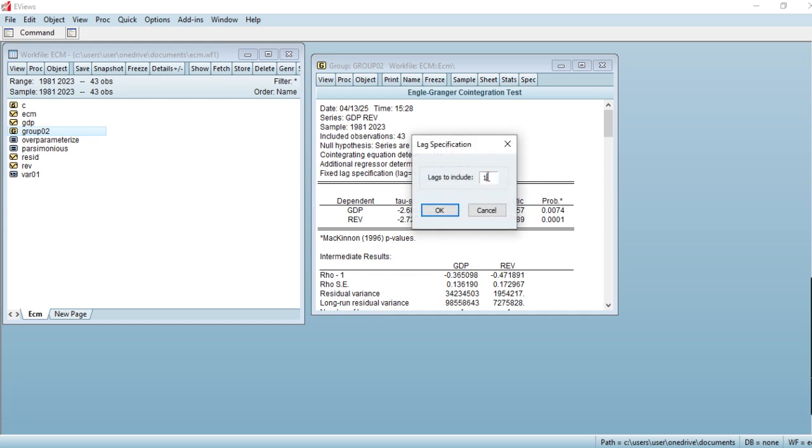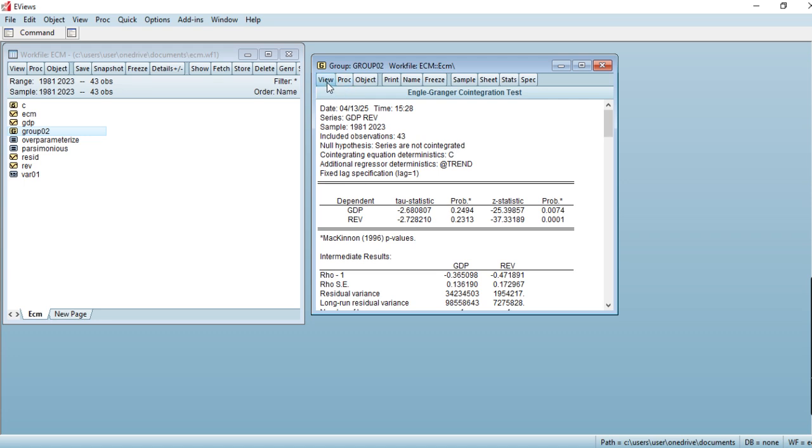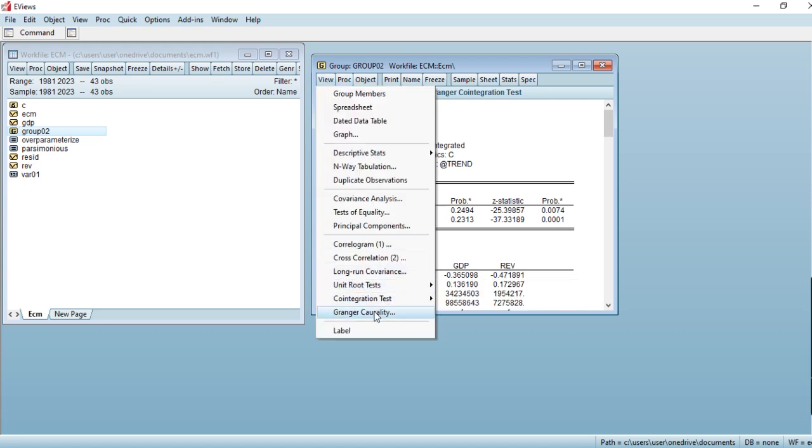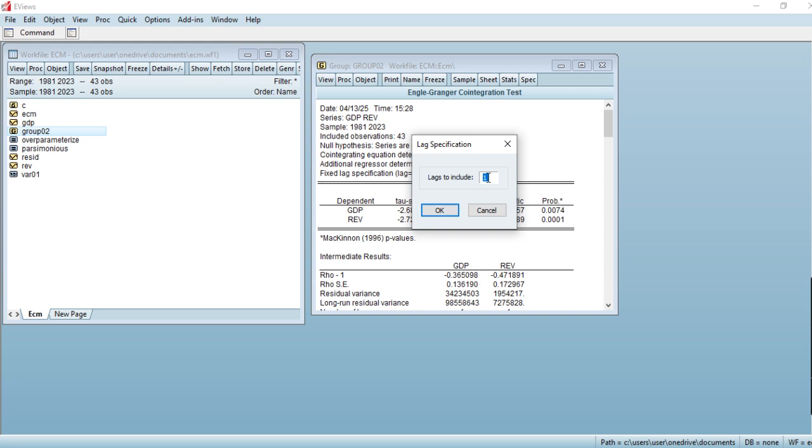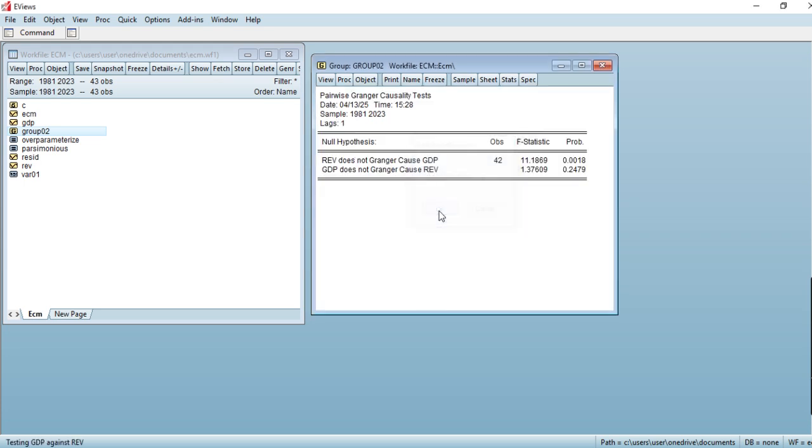Using the same one lag, you go to view, and then we go to Granger causality. We leave the lag at 1, and then we press OK. Yes, this is our Granger causality test result. Now the null hypothesis is that government revenue does not Granger cause GDP, and this is what is significant. It shows that government revenue Granger causes GDP. Now let us look at an expanded view of it.